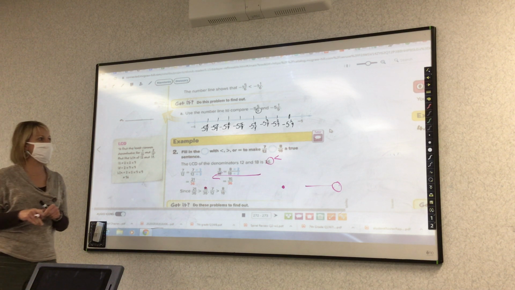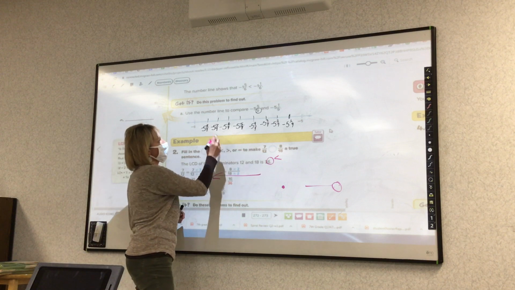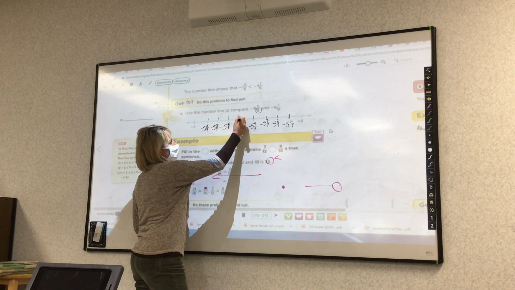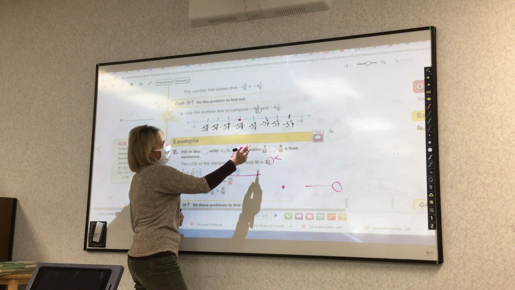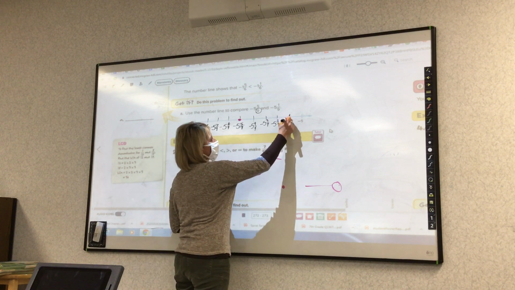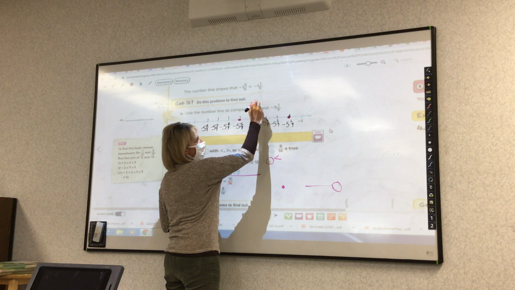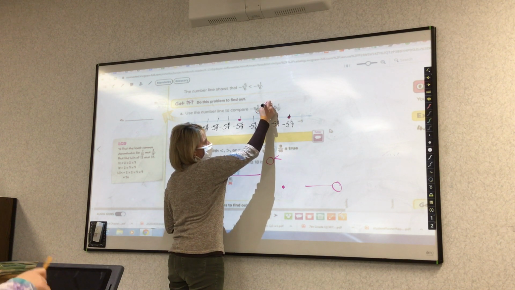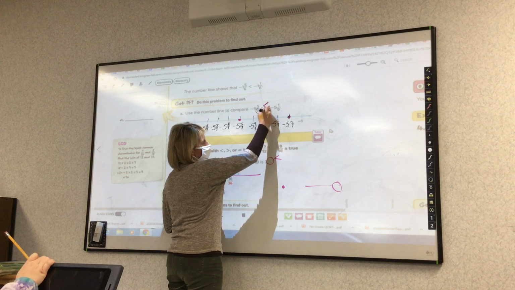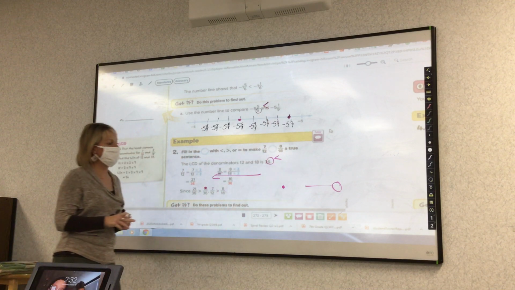Then I need to put my dots. I have negative 5 and 5/9. Put my dot right there on my number line, and negative 5 and 1/9 is here. This is further away from 0. So negative 5 and 5/9 is less than negative 5 and 1/9.